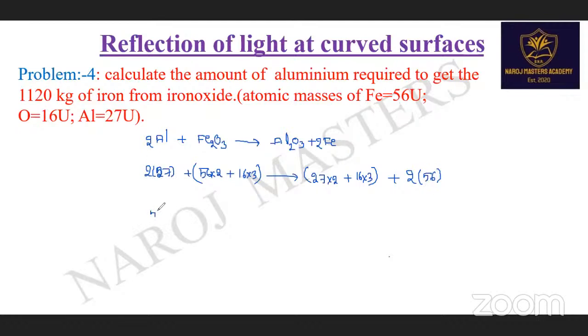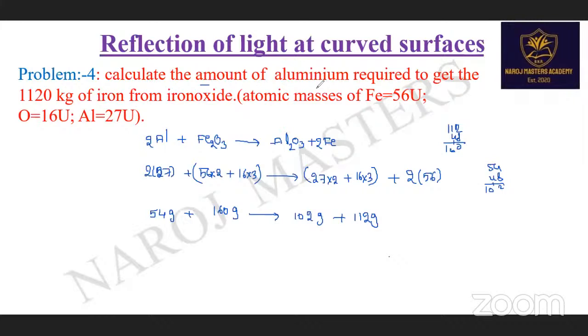So 27 into 2 is 54 grams, plus 56 into 2 is 112, plus 48, that is 160. Then 54 plus 48 is 102. So 102 grams of aluminium oxide plus 56 into 2 is 112 grams of iron.